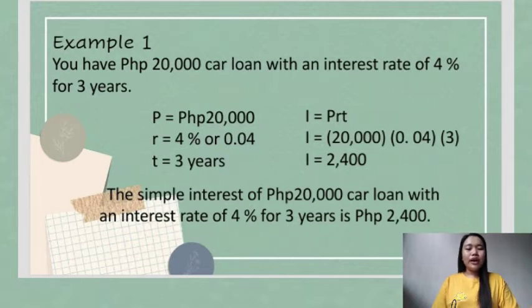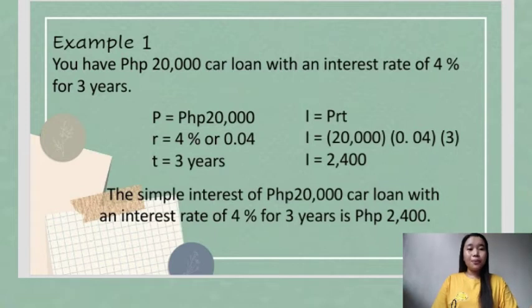Here's example number 1. You have a 20,000 car loan with an interest rate of 4% for 3 years. First, analyze the problem for you to know what is asked. For this problem, we need to calculate the simple interest. Next, we need to organize the given information. So the principal amount is 20,000 pesos, the interest rate is 4%, and the time is 3 years. We need to transform the interest rate, which is percent, into decimal. So the decimal of 4% is 0.04, and the period of time is 3 years.